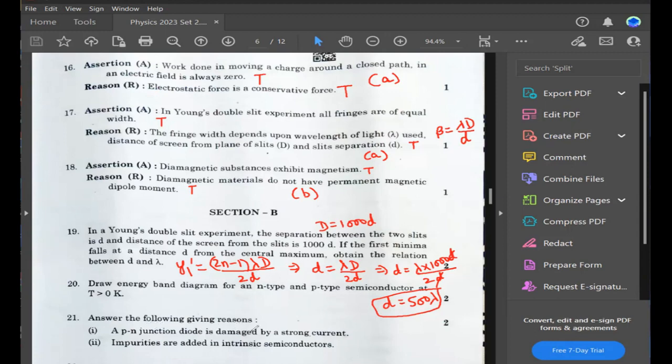Next question, a PN junction diode is damaged by strong current. What happens when the strong current flows? It gets heated up, so a large number of covalent bonds will be broken and it gets damaged. Impurities are added in intrinsic semiconductors to increase its conductivity.